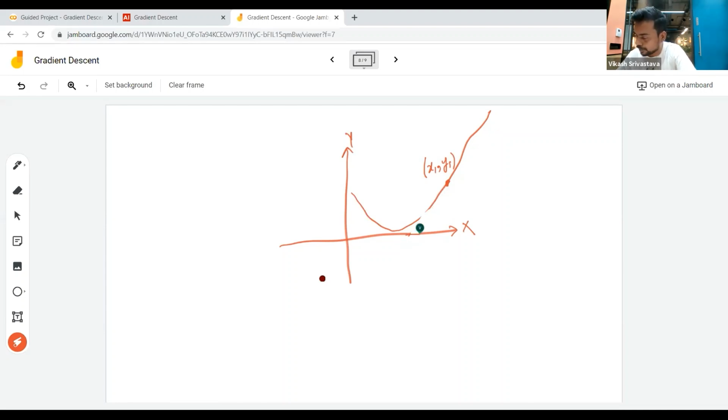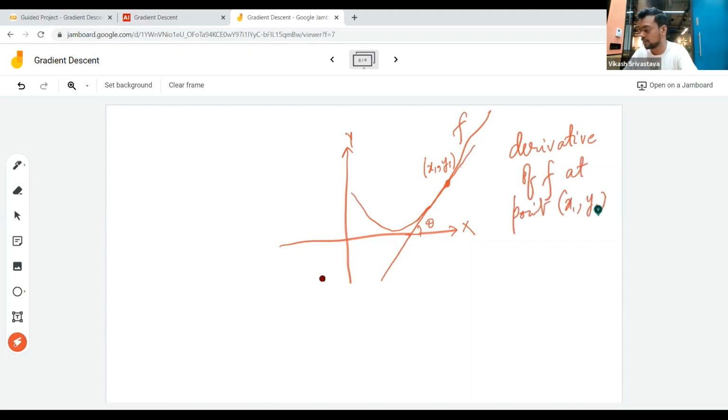Here what we try to do is create a tangent at this particular point, and let's say this angle is theta. Let's call this function f. So the derivative of f at point x1 comma y1 is nothing but tan theta. That is what we call the slope of the tangent. That is defined as the derivative, and this is also called the gradient.